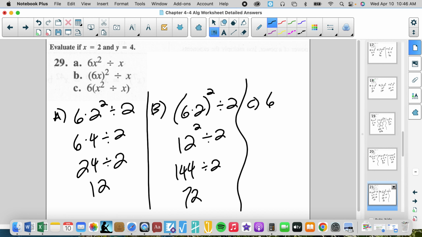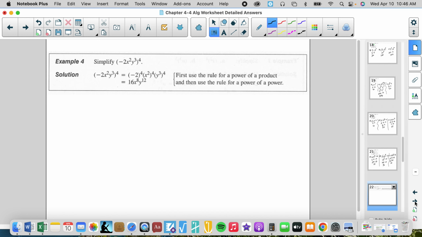C is 6 times 2 squared divided by 2. Inside the grouping symbols, we have exponents and division. We're going to do the exponent first, then we're going to do the division, and then we're going to do the multiplication. So again, very important.